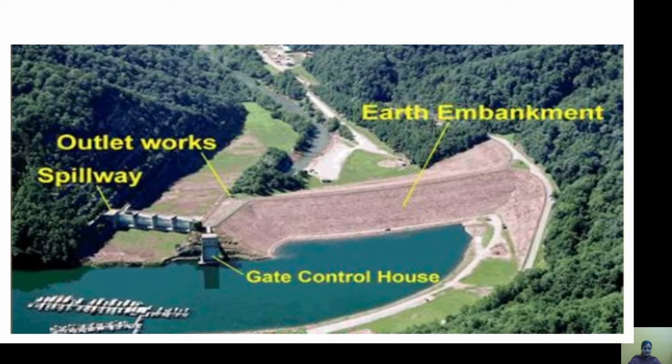See here, earthen dams are built with naturally available materials like soil, pebbles, rocks, etc. You can see the reservoir on one side of the earthen dam, and on the downstream side the water will be allowed to flow.